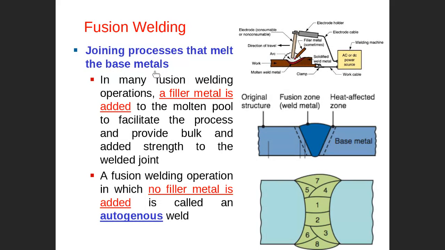Fusion welding is a joining process that melts the base material. This is one material, this is another material. We heat and melt the two base materials in the welding zone, and you get a liquid mix. During solidification, you get the weld done. This is fusion welding, or liquid state welding.